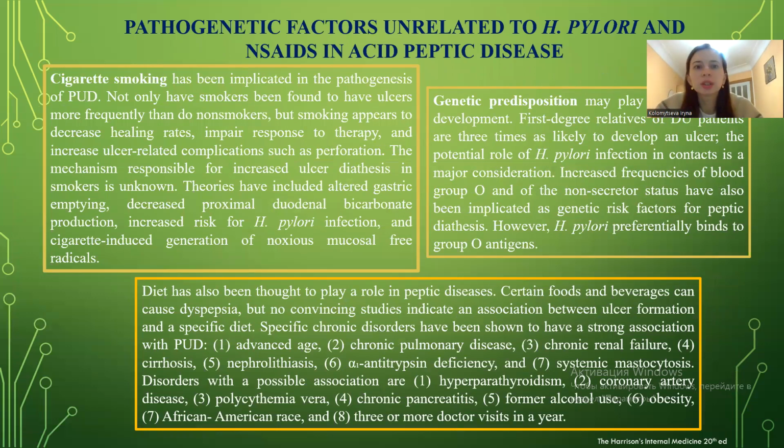And genetic factors unrelated to Helicobacter pylori and anti-inflammation drugs in acid peptic disease. What may they be? Cigarette smoking, genetic predisposition.